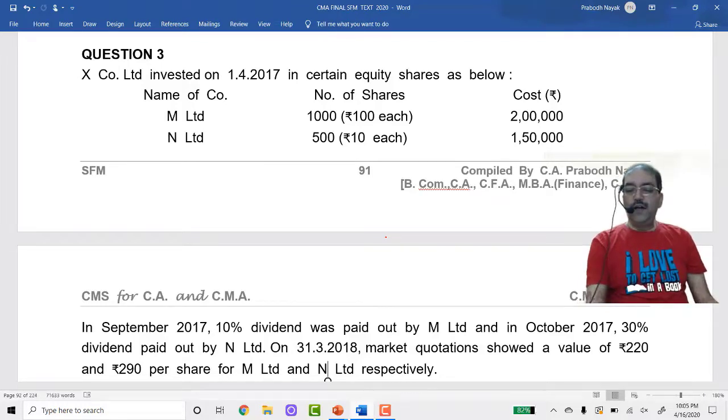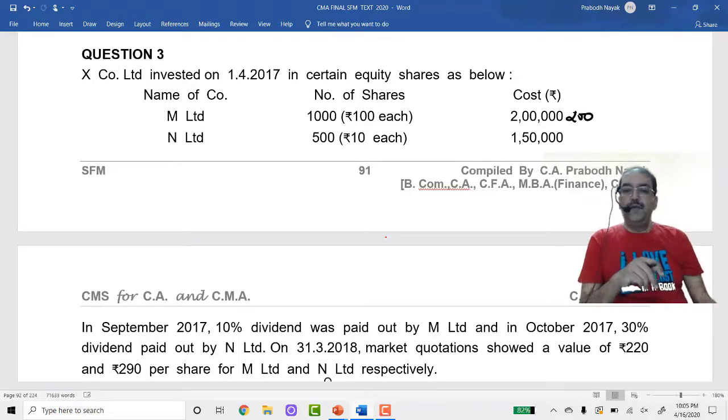2 lakhs divided by 1000 shares. How much will be the cost? It is 200 rupees per share. Second, 1,50,000 divided by 500. It is 300 per share. Am I right? 1,50,000 divided by 500.